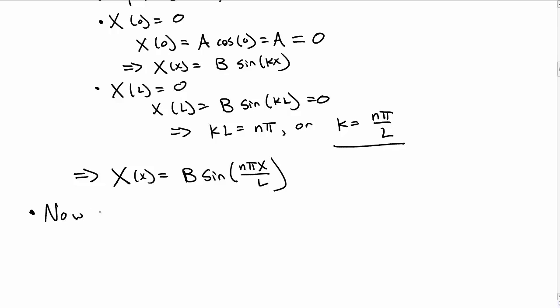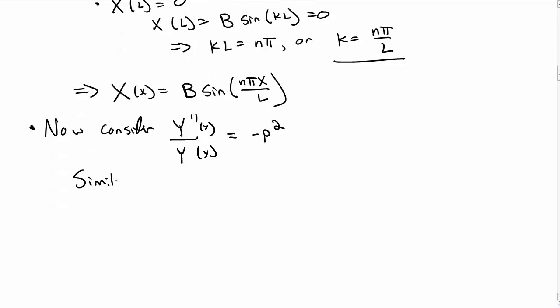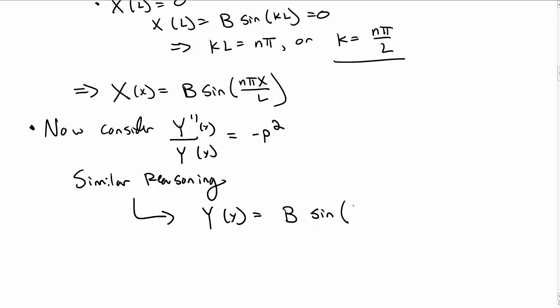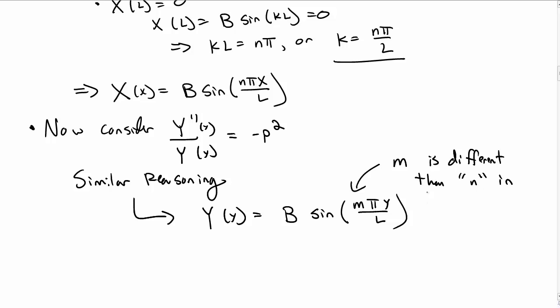Okay, so we can do a similar thing for the y direction. So let's look at Y double prime as a function of y over Y, and that's equal to minus p squared. So p here is different than k. Again, a similar reasoning leads us to a similar solution. I'm not going to go through all the steps. I'm just going to state the final solution where Y is now b, which is a different constant, sine of m pi y over L. Notice I used m, not n. So m here is different than the n that we had in the x direction.